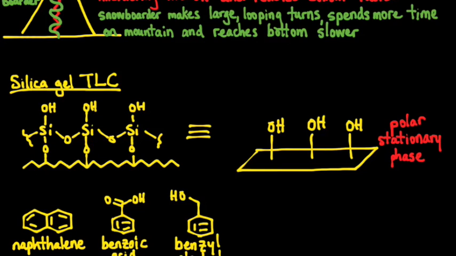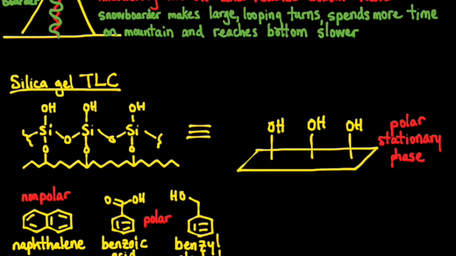If we have a mixture of three compounds, say naphthalene, benzoic acid, and benzyl alcohol, we can attempt to separate these three on the silica gel plate due to differences in their polarity. Naphthalene is a nonpolar molecule, consisting of only carbon-carbon and carbon-hydrogen bonds that make the molecule very hydrophobic.